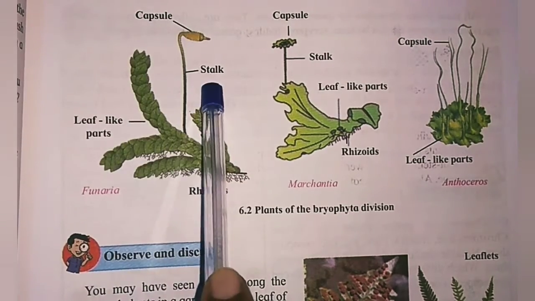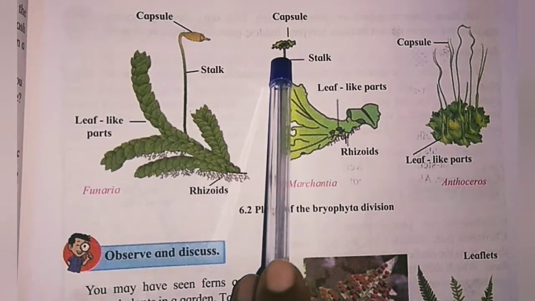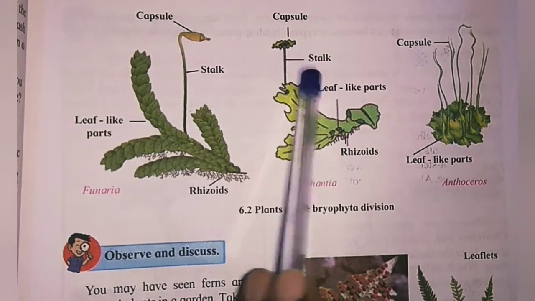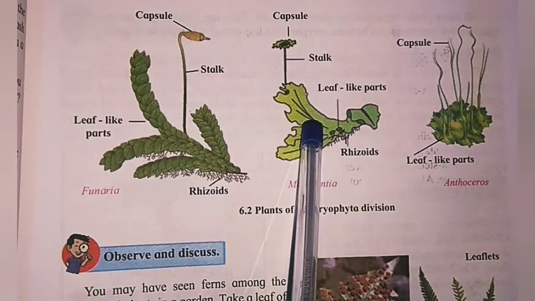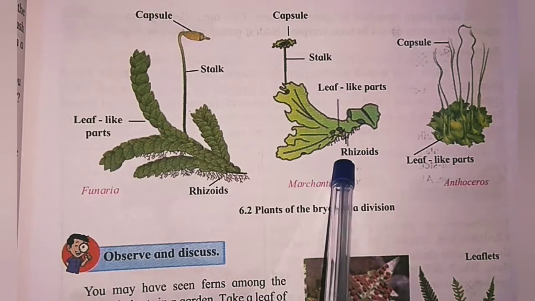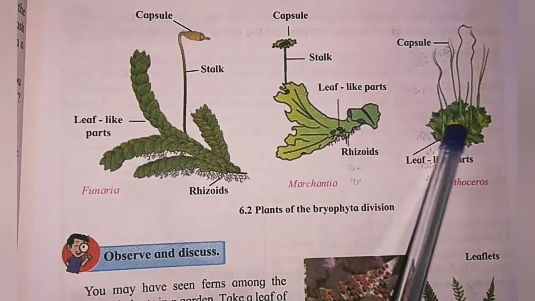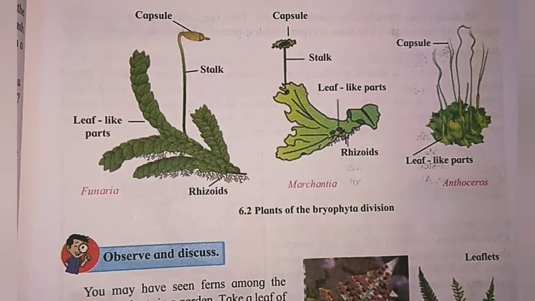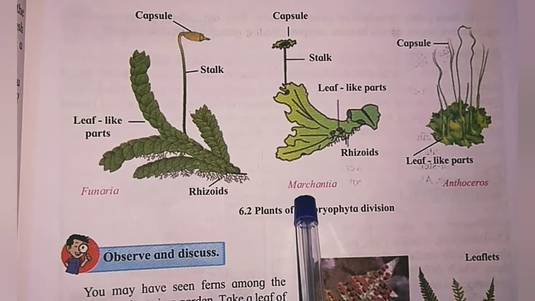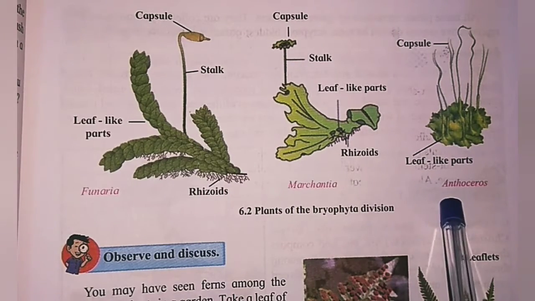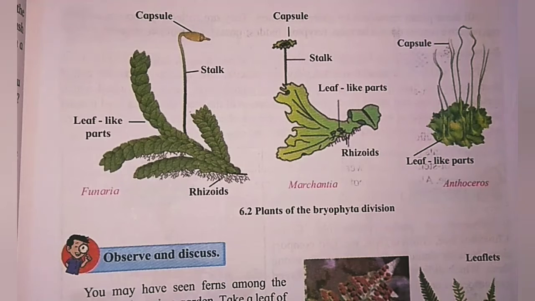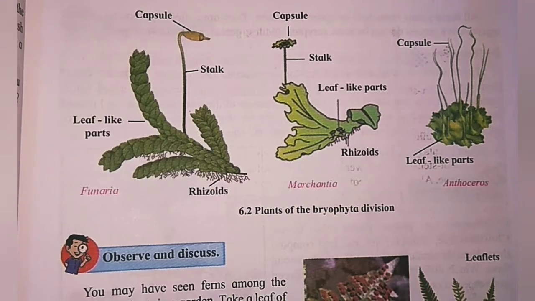Capsule, stalk. Here capsule. Here stalk, leaf-like part. This is not a leaf. This looks like a leaf. Rhizoids, leaf-like parts, capsules. Okay. So this is Marchantia. This is Anthoceros. Okay. These are the plants of the Bryophyta division.